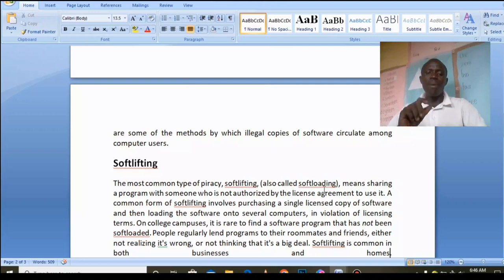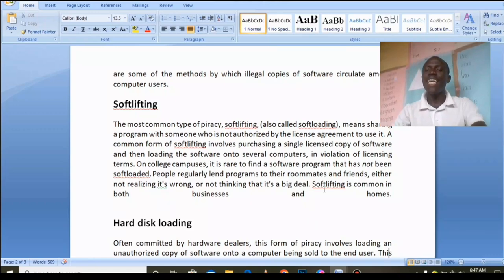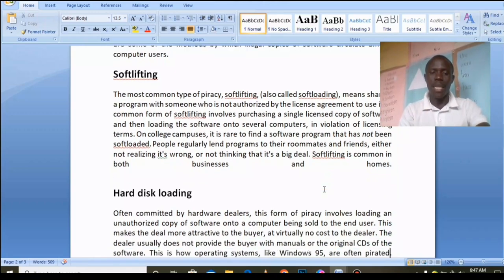People regularly lend programs to their roommates and friends, either not realizing it's wrong or not thinking that it's a big deal. Soft lifting is common in both businesses and homes. So that is one type of software piracy. Let us see another one.